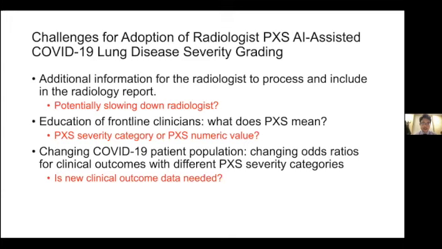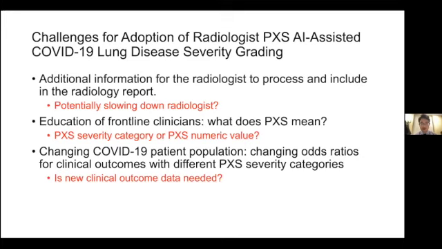The second main challenge is education of frontline clinicians. So the main clinicians that we were targeting were the respiratory illness clinics, so some specialty clinics that had been set up related to COVID-19, and in the ER to help with triage. And the idea was that if they saw this mild, moderate, or severe from the PXS score in the report, they could use that to help guide their clinical decision making.